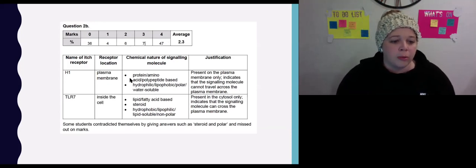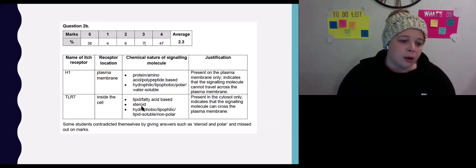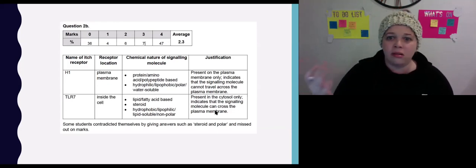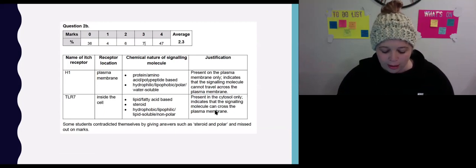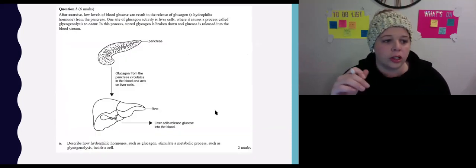So why did we think this first one here was protein-based? Because it was on the outside of the plasma membrane. Yep, which indicates that you can't get through it. Why did we think this one was hydrophobic? Because it's in the cytosol, which means that it can cross or diffuse past the tails or something along those lines. All right, another question.